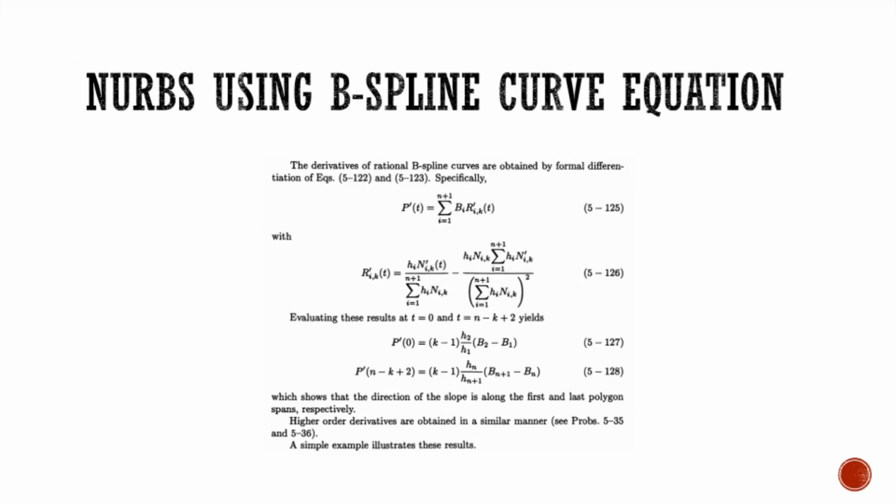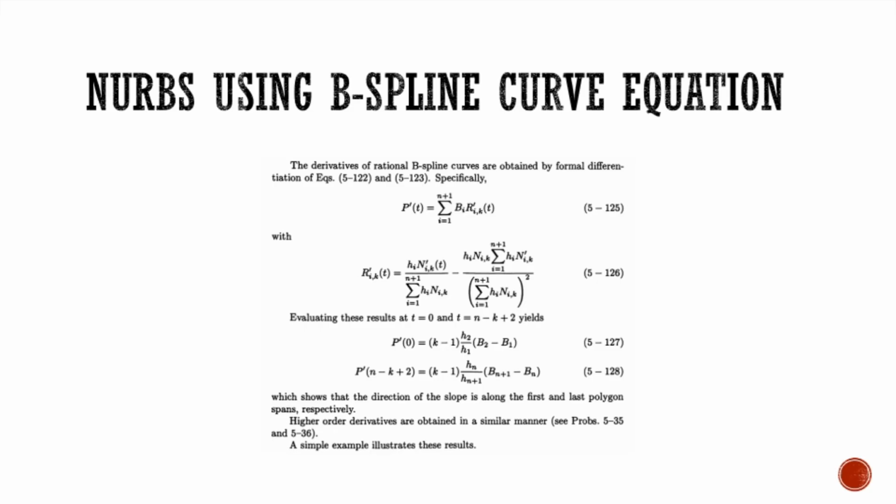NURBS use the B-spline curve equation. The derivative of the rational spline curve is obtained from the different equations. So P dash of t equals the summation of i equal to 1 to n plus 1 of B i, R i power n, k of t.